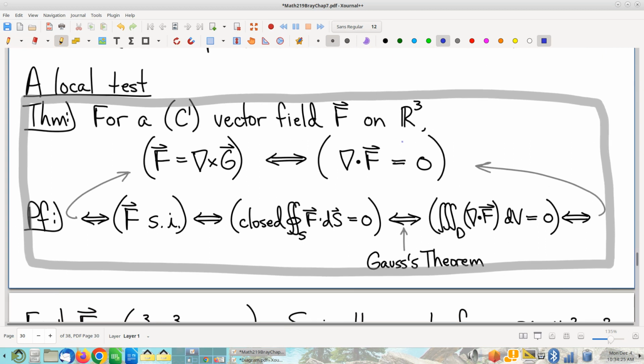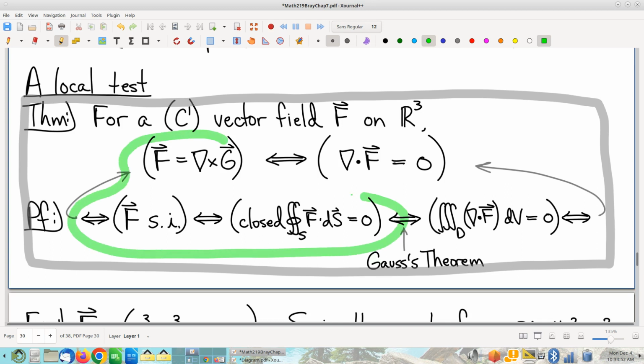All right, we'll see an example in a minute, but before we can do that example, we need a local test. Y'all remember these local tests? We kind of finished the argument of our curl being a local test of path independence. Now I claim that divergence is a local test for surface independence. So how does the argument go? Again, totally analogous. My first observation, these conditions are all the same. We just saw that every curl is surface independent, and I claim it goes the other way. I'm not going to show you a proof, but I claim it.